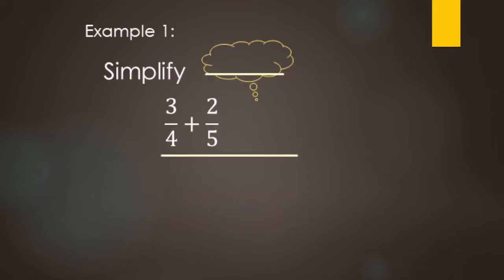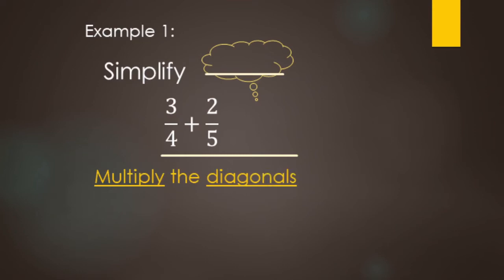Here we're going to simplify or add 3/4 plus 2/5. Now we're not doing this the elementary school method with least common denominators and all that type of stuff. We're going to use the addition algorithm. So first up, we're going to multiply the diagonals. That's going to be 3 times 5 makes 15, and then 4 times 2 makes 8. And then we're going to add those two together, 15 plus 8.